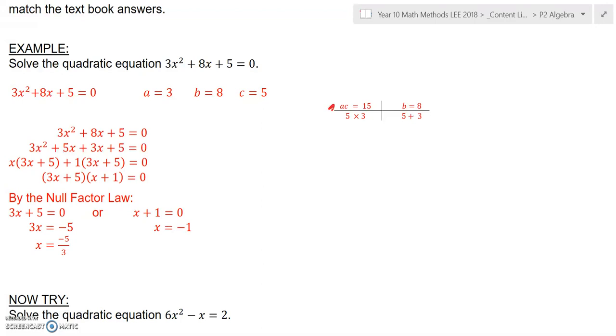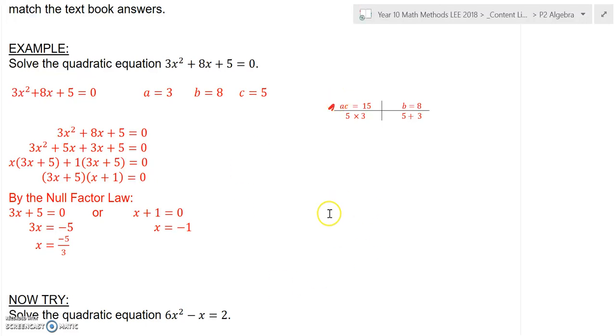So 3x squared plus 8x plus 5 equals 0 can be split into 3x squared plus 5x plus 3x plus 5 equals 0. And then we factorize in the normal way, each set of two terms. So x is our highest common factor in the first two terms, and that leaves us with 3x plus 5. And 1 is our highest common factor in the second two terms, which leaves us with 3x plus 5. And null factor law tells us that each one of those brackets can be equal to 0. So we're going to substitute in and solve for x.